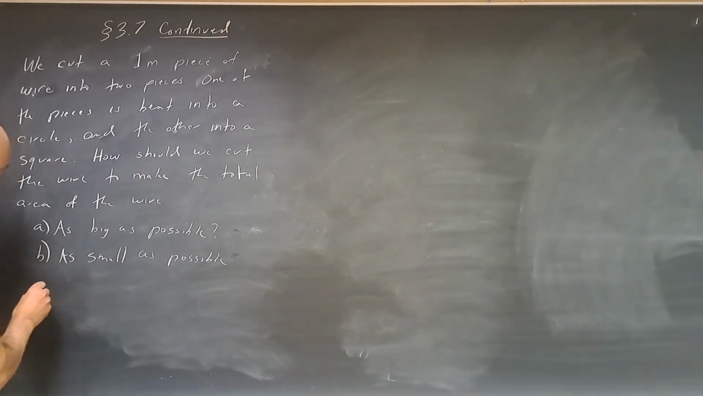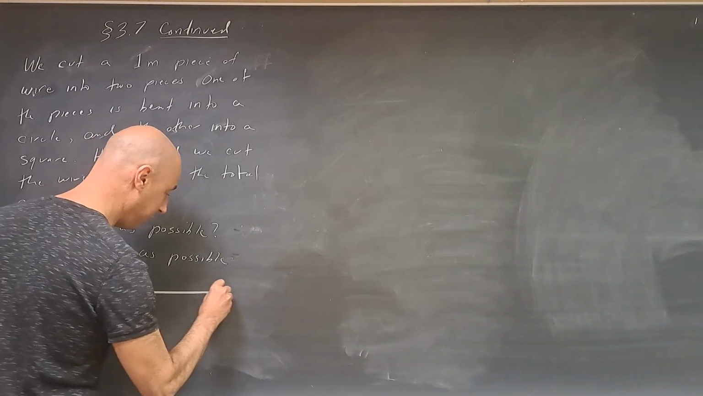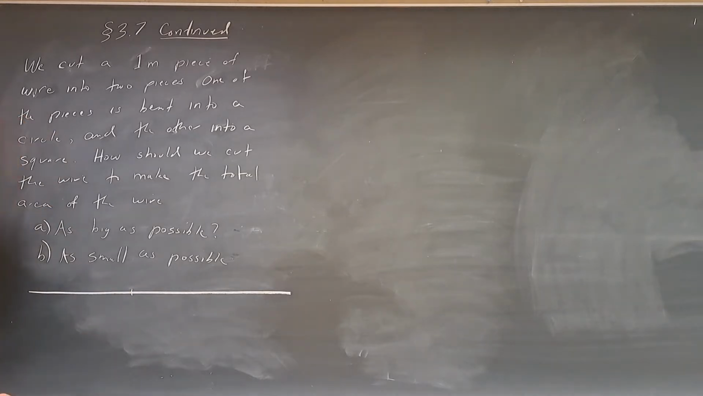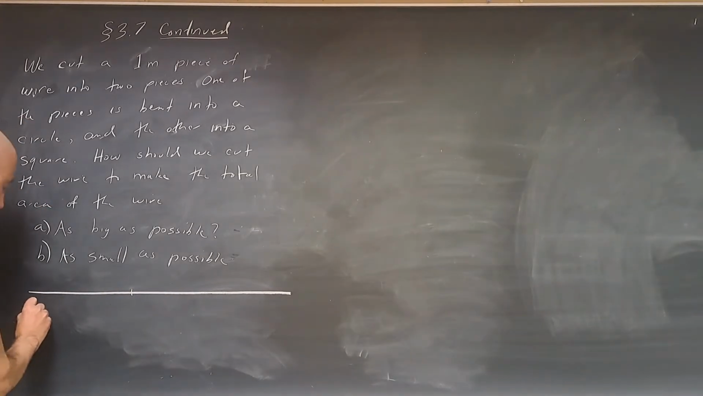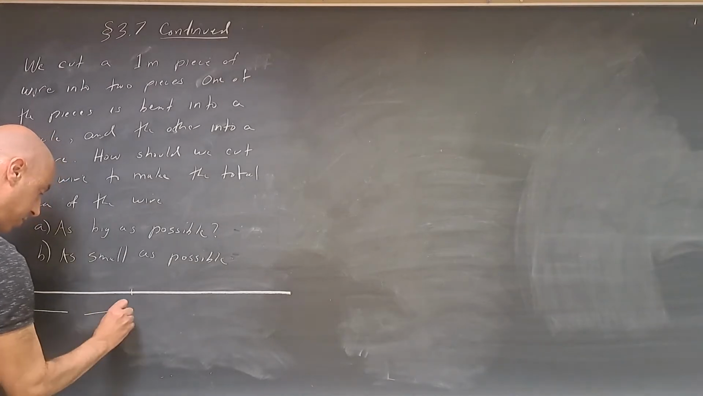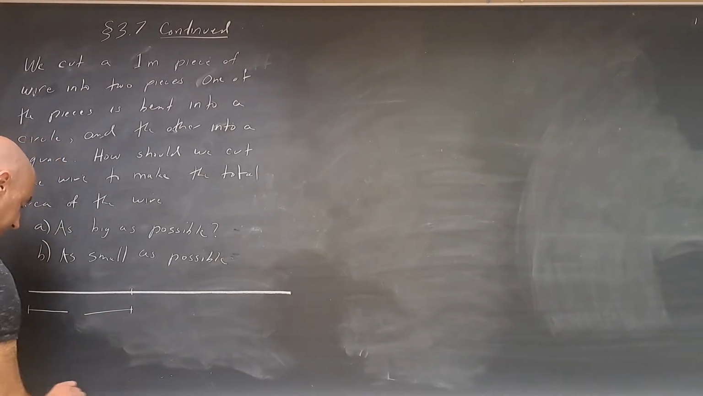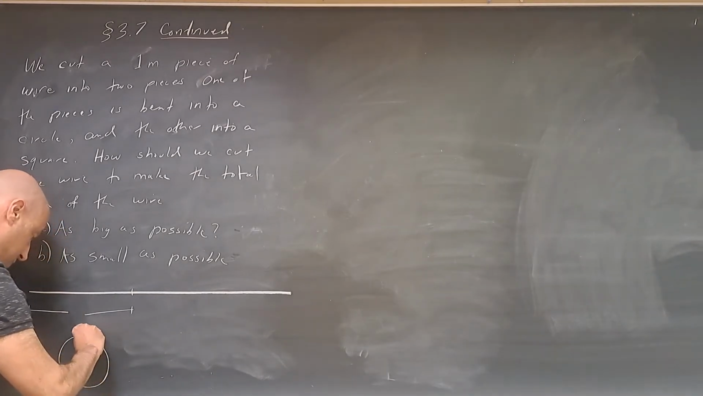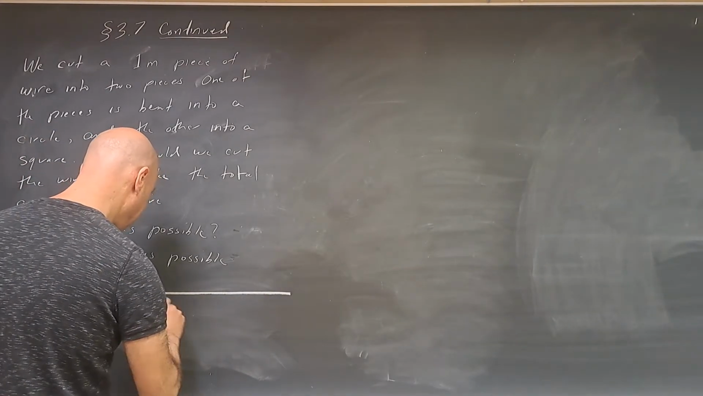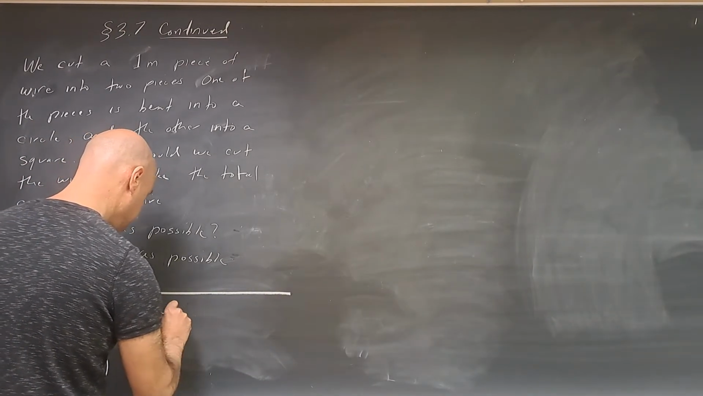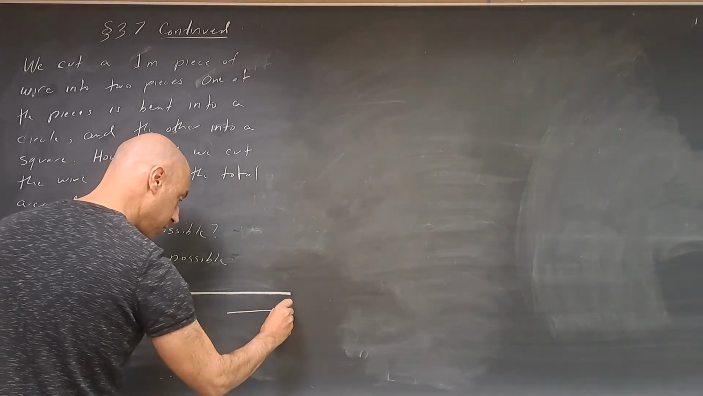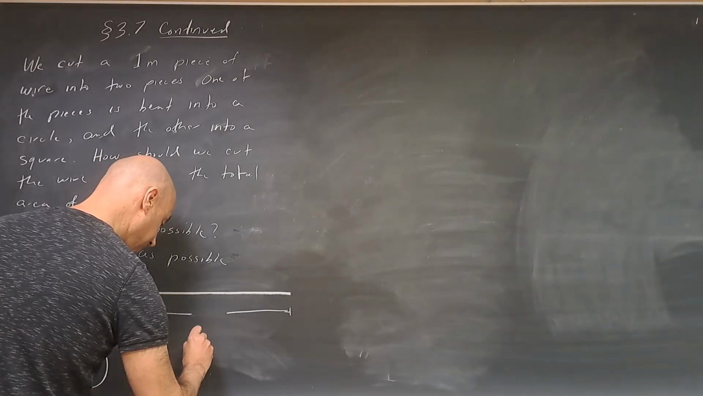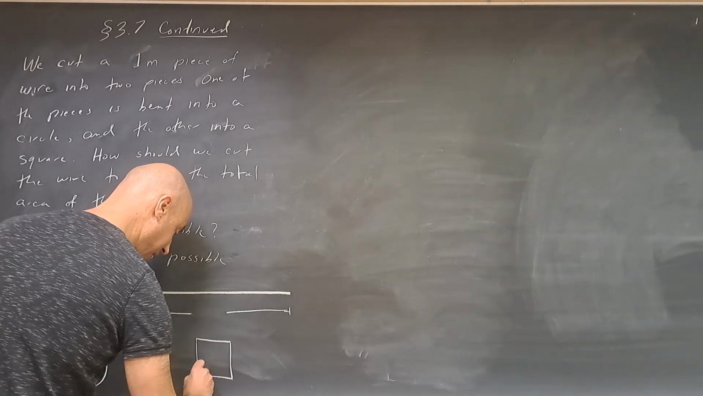Step one, let's draw ourselves a picture. So here's our 1 meter piece of wire, and at some point, we're going to cut it into two. We'll take this first piece from here to here, and we'll bend that into a circle. We'll take this piece of wire and bend it into a square, so from here to here. So that gets changed into a square. Obviously not drawn quite to scale here.